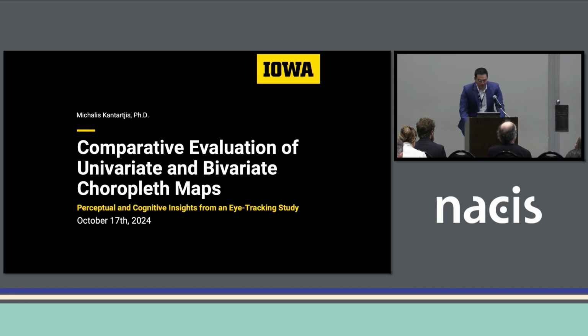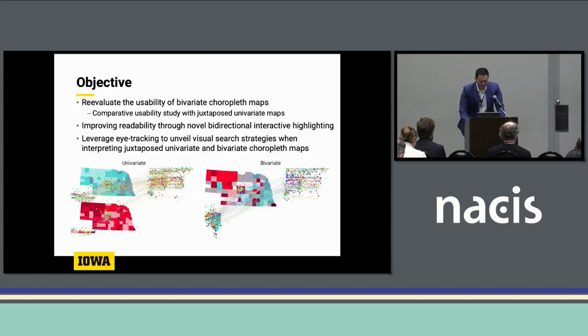The presentation will cover a comparative evaluation of univariate and bivariate choropleth maps. I've had to present this for my dissertation defense and a colloquium very recently. This is by far the most abbreviated version of it, so forgive me if I leave out details. I'm happy to talk about it after the presentation.